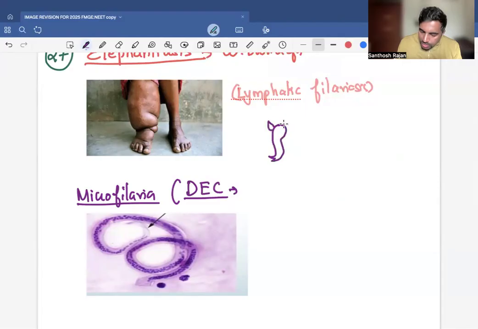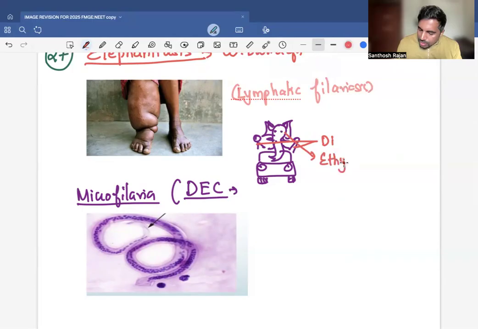I tell students to remember it like this: you draw an elephant. Remember, two persons are sitting, you and your friend, and you are driving in a nice, beautiful car. How to remember? Because two people, it becomes di, and this is elephant, so ethyl. Elephant, ethyl, and you have a car, carbamazine. Diethylcarbamazine. That's it.